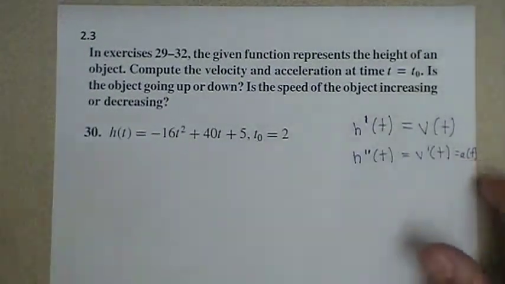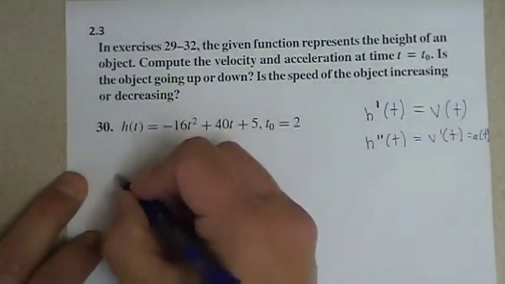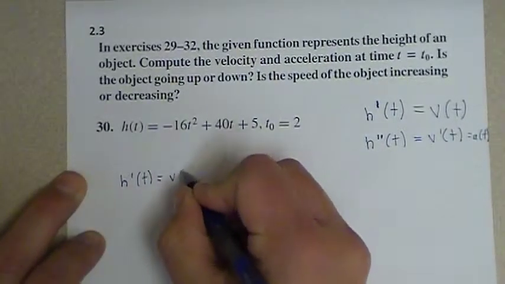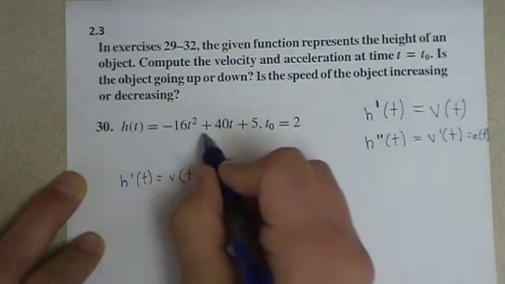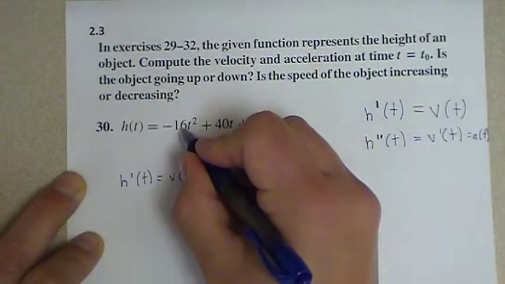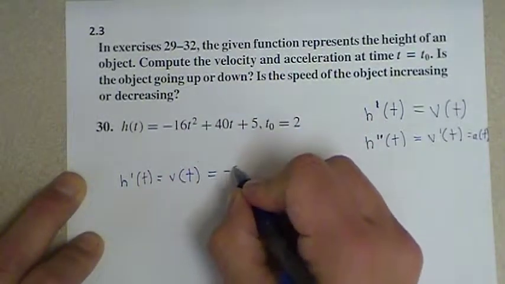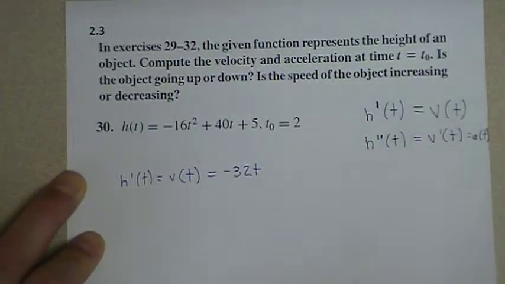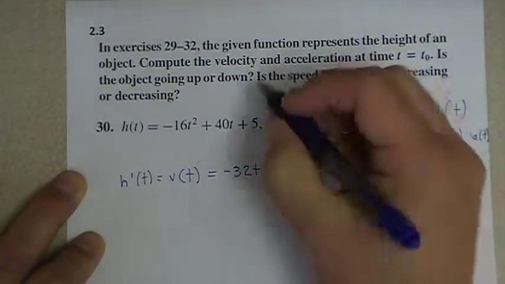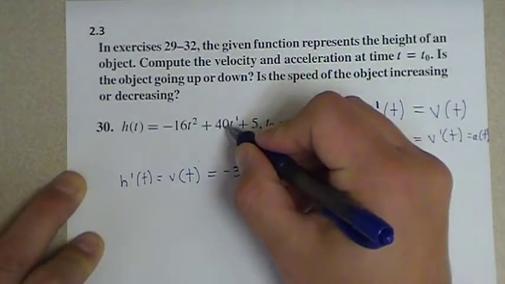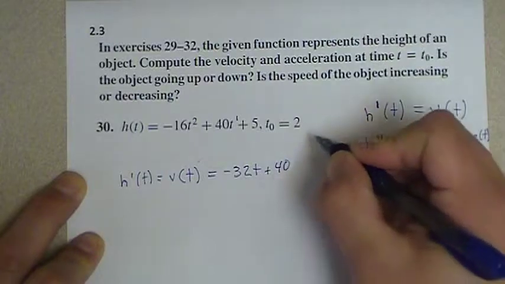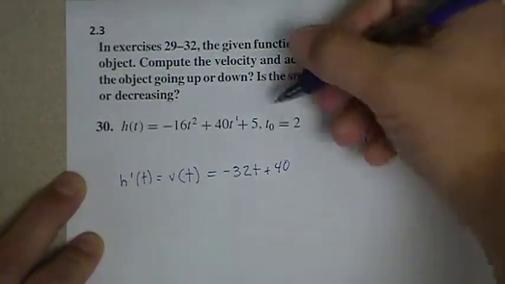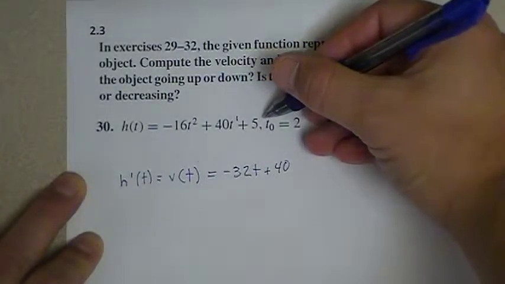So what I want to do first here is find my velocity and acceleration functions. So h prime of t is going to give me a velocity formula. If I take the derivative of this using the power rule, I'm going to multiply this coefficient by that exponent, and I'm going to get a negative 32. Then I subtract 1 from that exponent, so it's going to be negative 32 t to the first. Then if I use the power rule on this, multiply by that exponent, I'd get a positive 40. If I subtract 1 from that exponent, it's a t to the 0, and if it's a t to the 0, you don't have to show it. And then the derivative of a constant is 0.